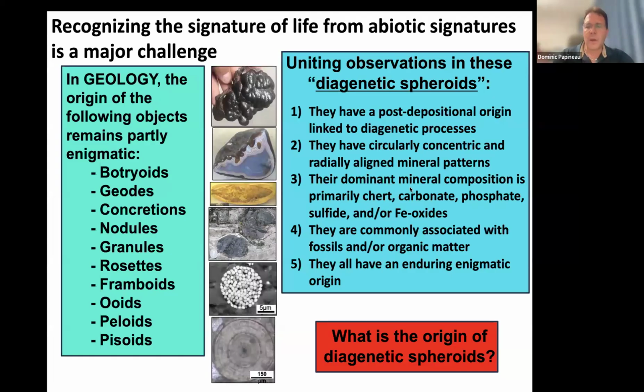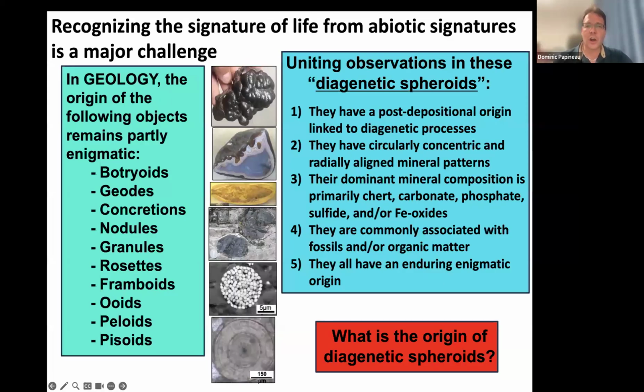And then they're all kind of made of the same small number of minerals, of groups of minerals, primarily silicates as chert, carbonates, phosphates, sulfides, and iron oxides. And that covers pretty much most of all the diversity of these objects. They are commonly associated with fossils and or organic matter. So they all have these characteristics, and lastly, they all have this enduring enigmatic origin. Geologists do not all agree on how they form.